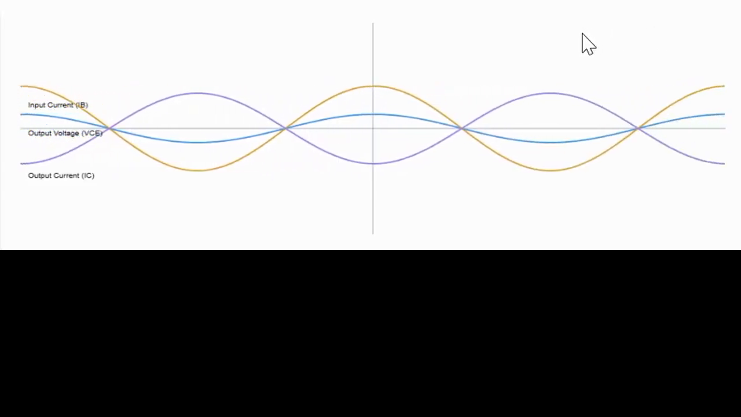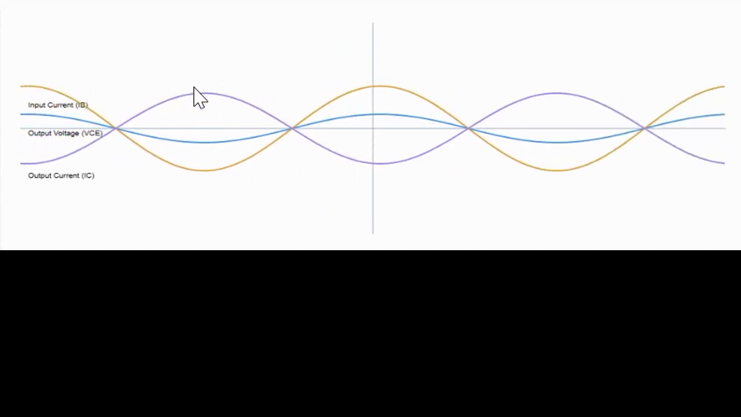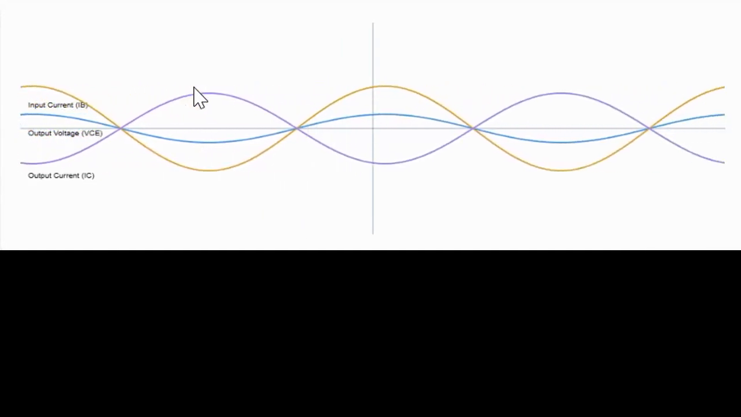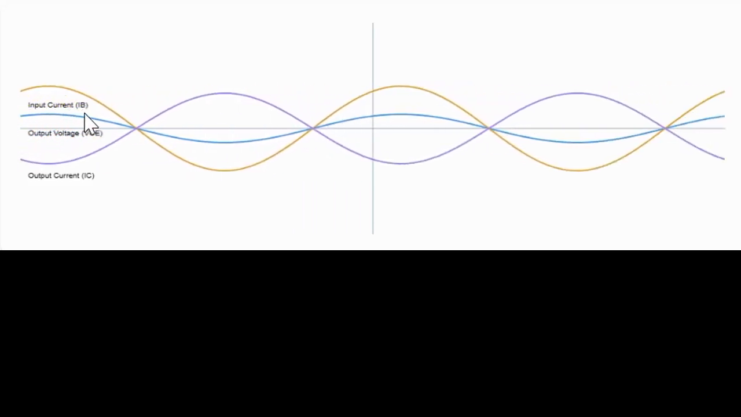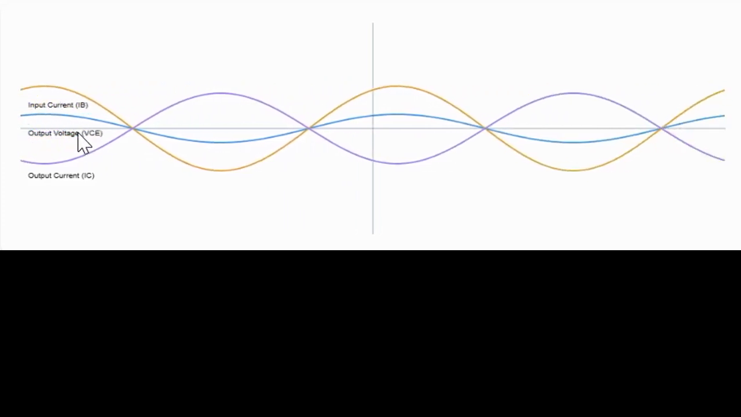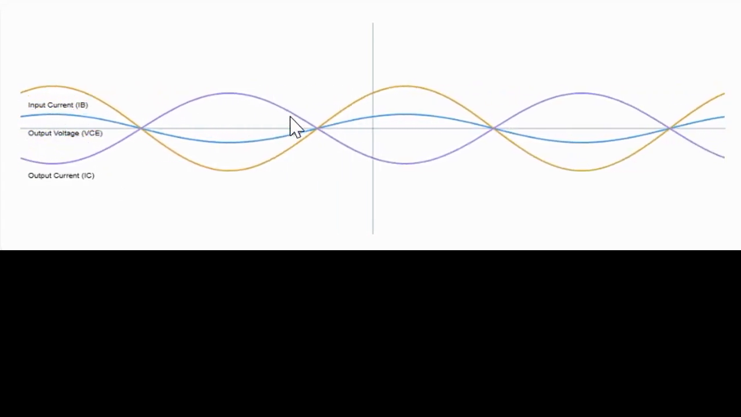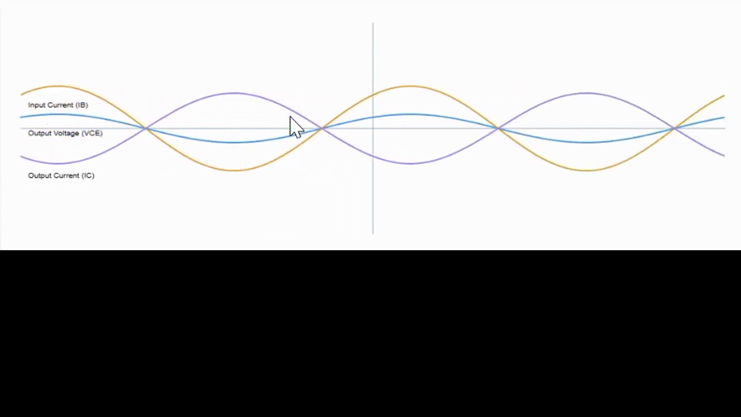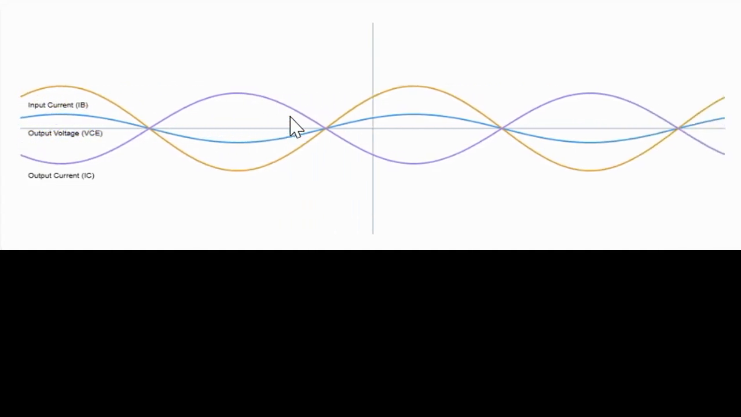Now you can understand the simulation, the conceptual voltage and current waveforms of the bipolar junction transistor. You can observe here the input current IB, the output voltage VCE, and the output current IC. We have already discussed in this tutorial how the current behaves and what the current will be in the different modes.